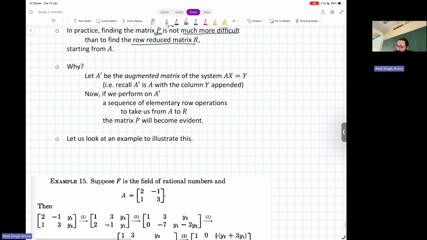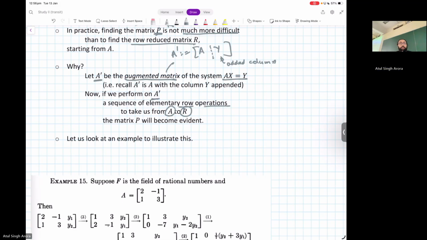because of the following. One can consider this matrix A prime, and we call it the augmented matrix. So it's Ax equals y, and the augmented matrix is just A with y put in as an additional column. This is what we're defining to be A prime. Now we're going to perform on A prime the same sequence of row operations that was taking us from A to capital R.